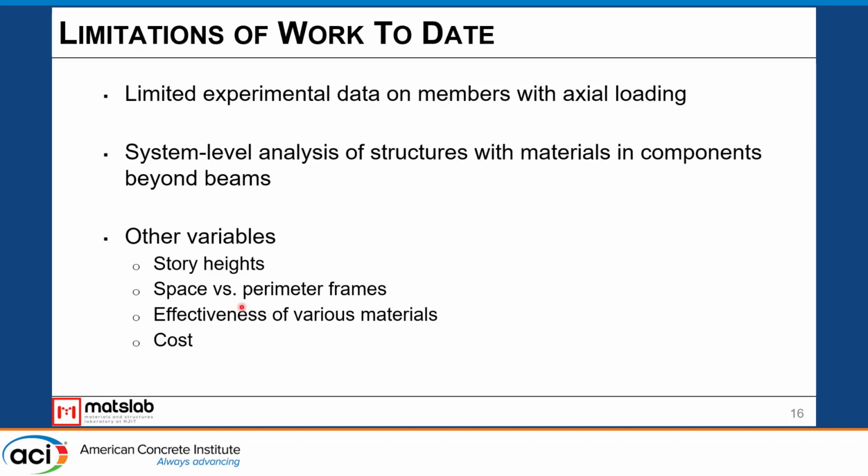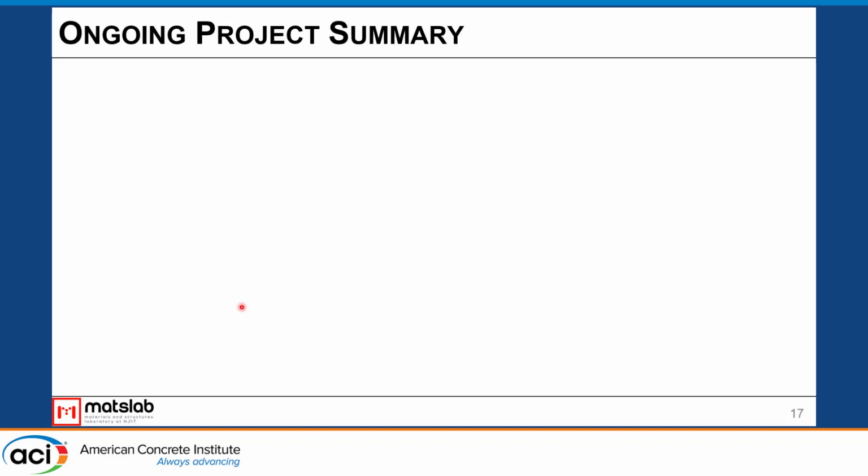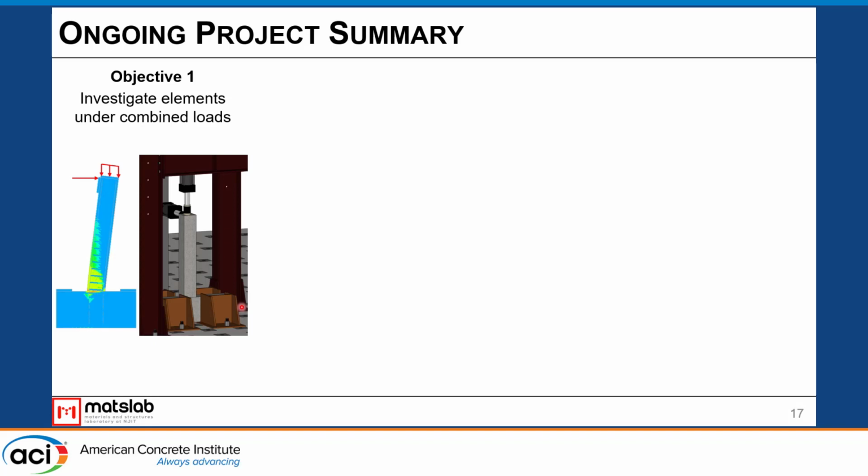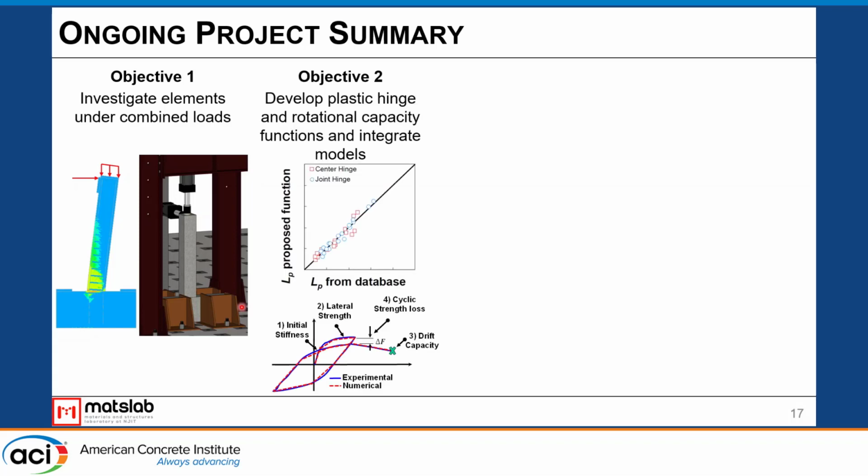So we recently started a project, and it's in the first year of a 5-year, but basically there's a few different objectives that I'll highlight. The first is to investigate elements under combined load effects. So here what we're going to be doing is physical experiments and numerical simulations with different amounts of axial load and lateral loading to try to be able to predict the behavior of systems with in-column elements. We'll then be developing these plastic hinge and rotational capacity functions, integrating some of that data.